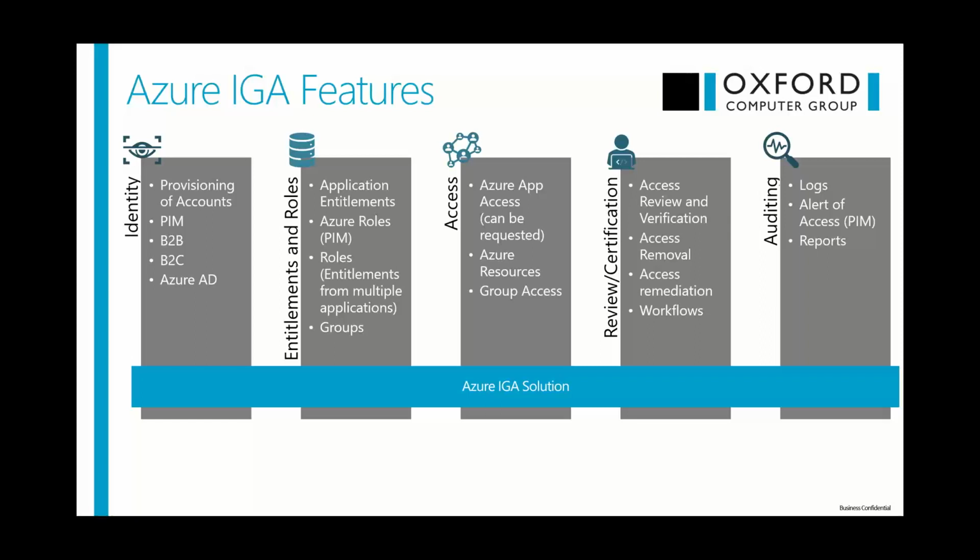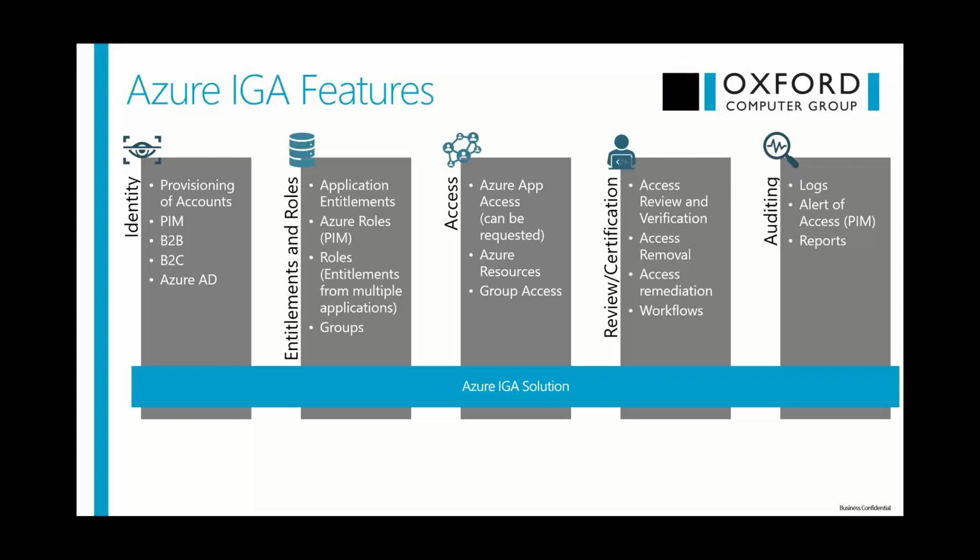Some of the features with IGA are your identities, so your Azure AD accounts, any accounts that you're provisioning, your PIM, privileged identity management accounts, and external accounts from your B2B or B2C. Then your entitlements and roles, and application entitlements. Azure roles being your PIM roles, and then entitlements from multiple applications, those roles, and Azure AD security groups. Another feature is access: your Azure app access, what can be requested, Azure resources, VMs, other services inside of Azure, and group access.